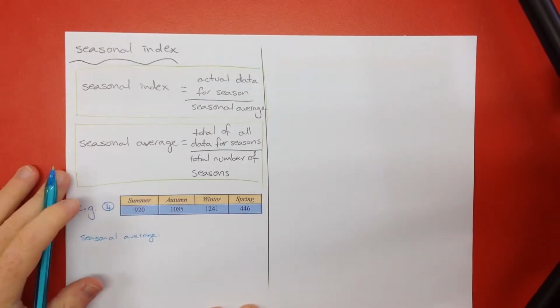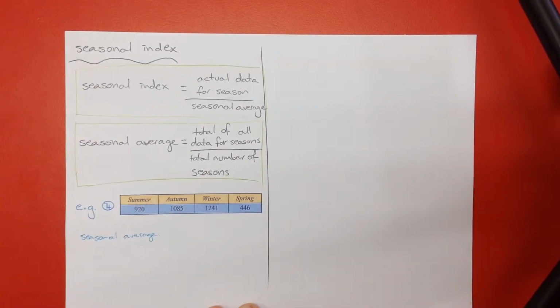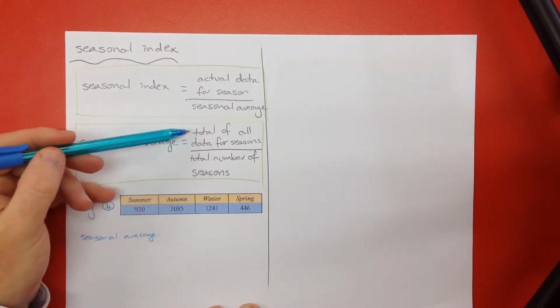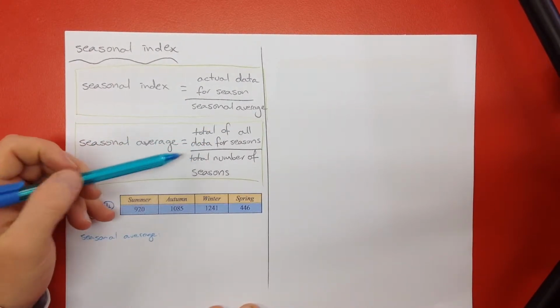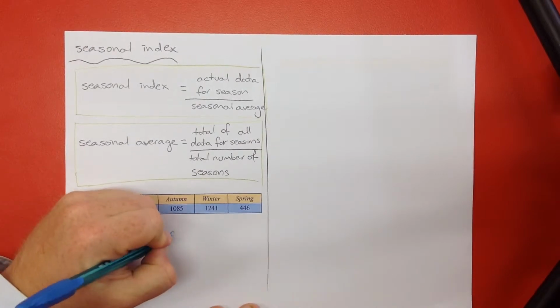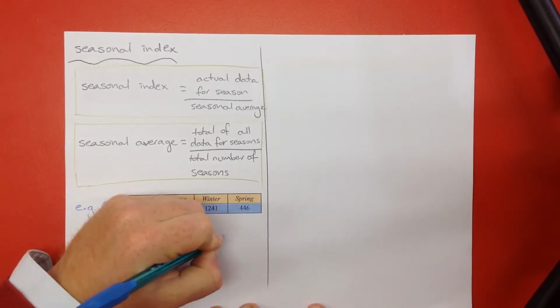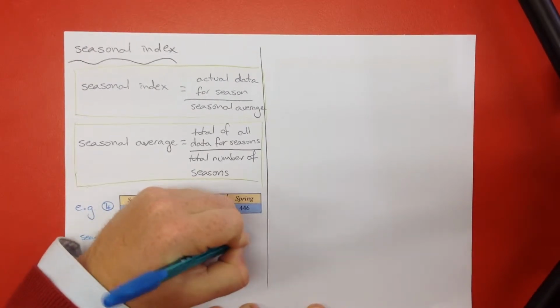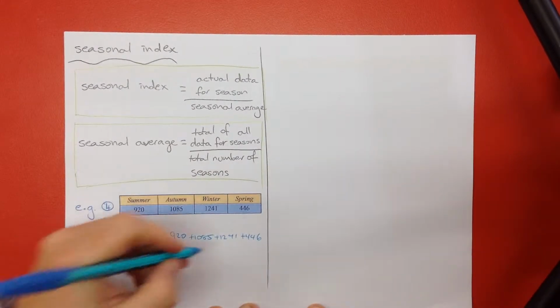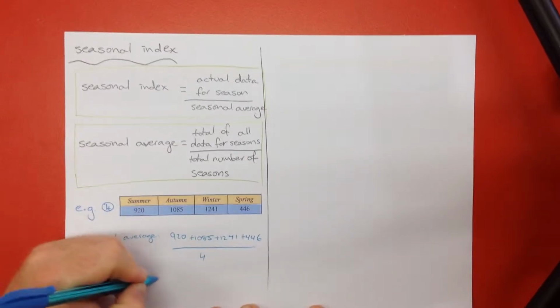And you would know by now that to find the average you need to add everything up and divide it by the number of data. And that says that here. Total of all data for seasons divided by the total number of seasons. So let's do that. 920 plus 1085, plus 1241, plus 446, divided by 4.